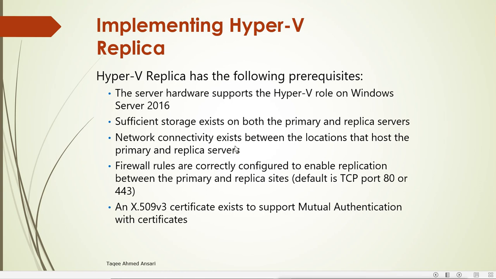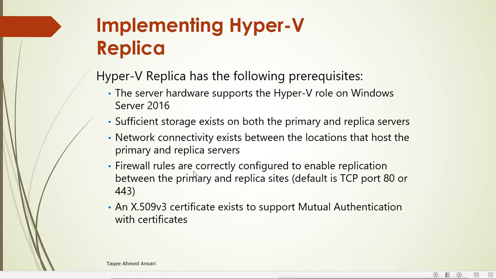Then network connectivity exists between the location that hosts the primary and replica servers. So both the servers must be connected through the network: the primary server, which has the primary machines, and the replica server, which has the replica machines.